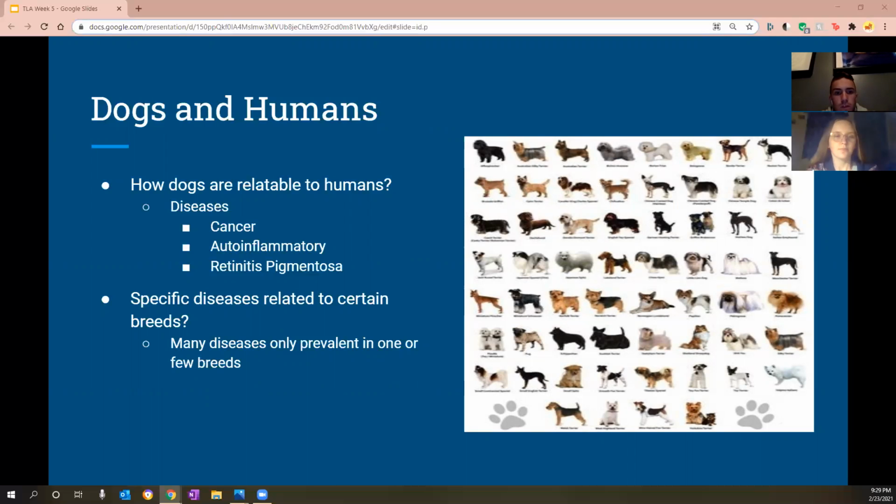And some of the researchers for this experiment were examining if specific diseases related to certain breeds. And they found that many diseases are only prevalent in one or a few breeds, which led them to be concerned about the different types of breeding patterns of dogs.